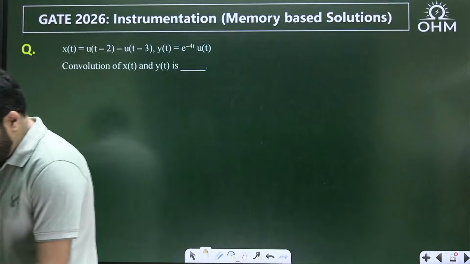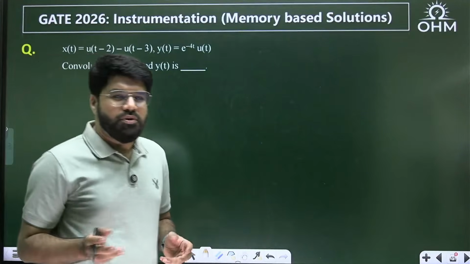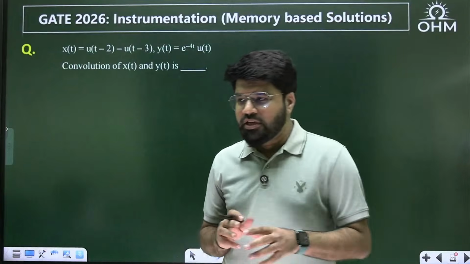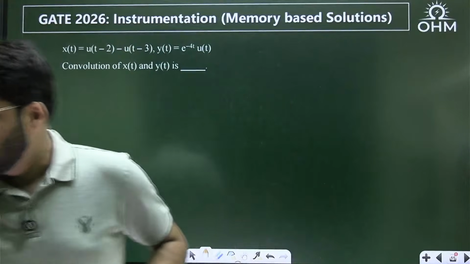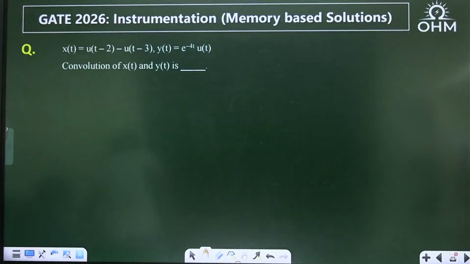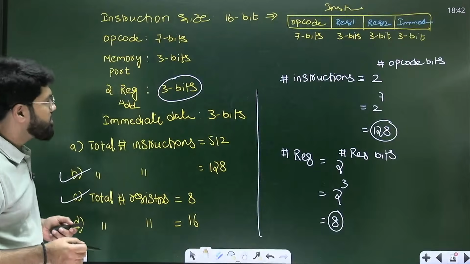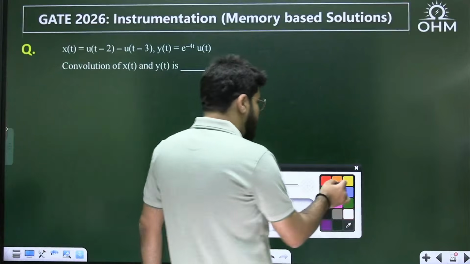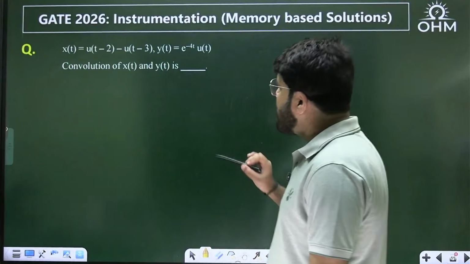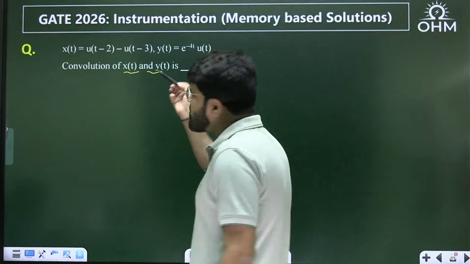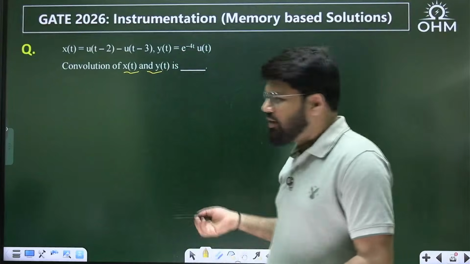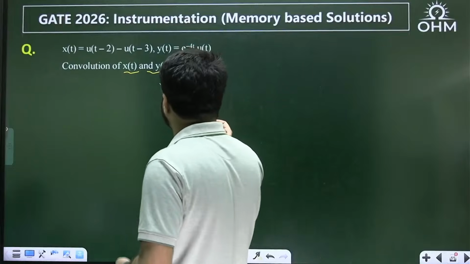Okay, guys. So signals, to be honest, has been very easy. If you see last year's IN paper, signals was relatively better. So let's look into the signals questions. There is a convolution question coming up directly: convolution of x(t) and y(t). This is the only question where a little bit of effort is required, and that too easy effort only. But for the rest, I will show you how easy it is.